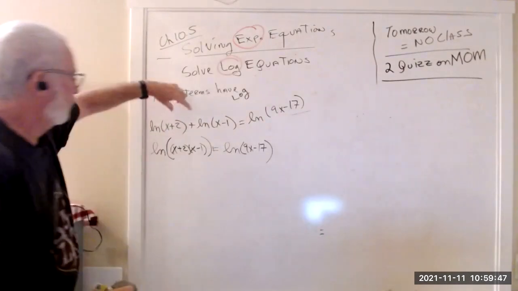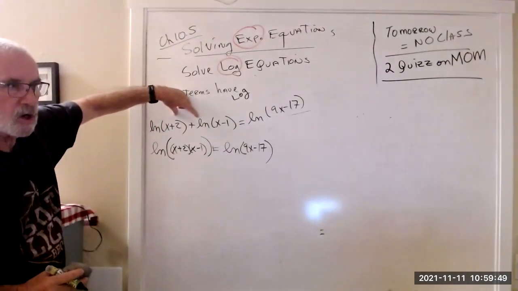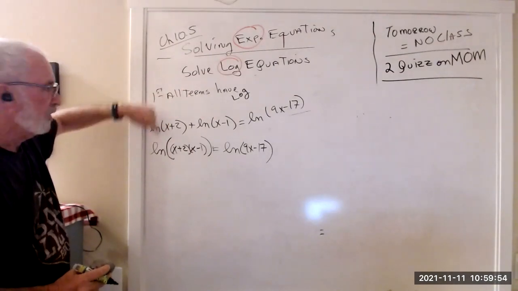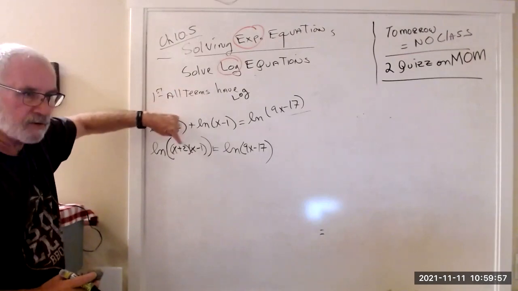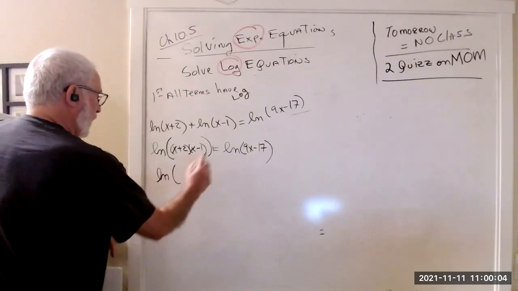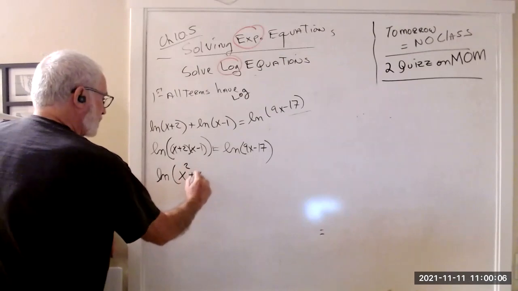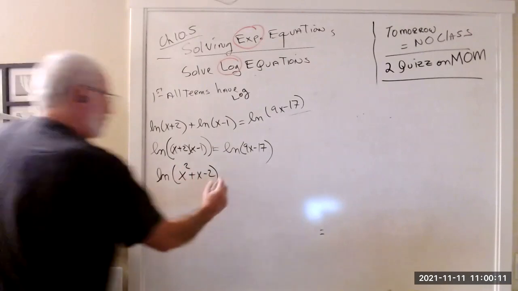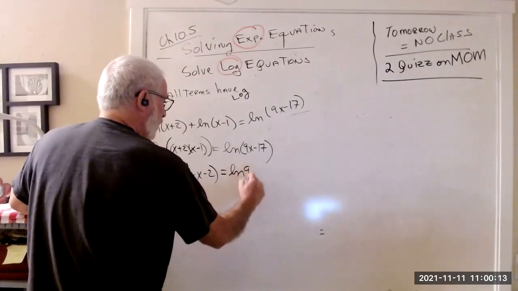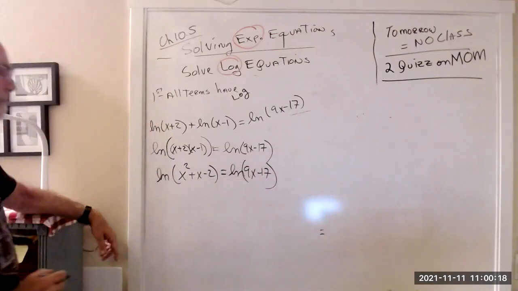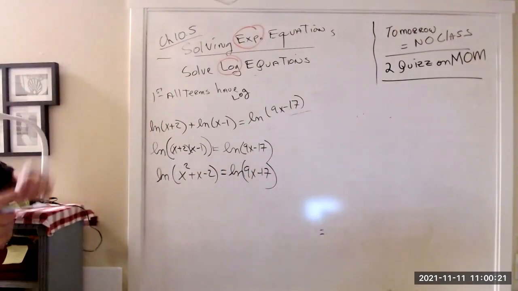Okay, so these two logs got squeezed into a single log, but the two things got multiplied together. Skipping ahead a little bit, this is better written as x squared plus x minus 2. The ln of x squared plus x minus 2 equals the ln of 9x minus 17. All right, well, what do I do now?